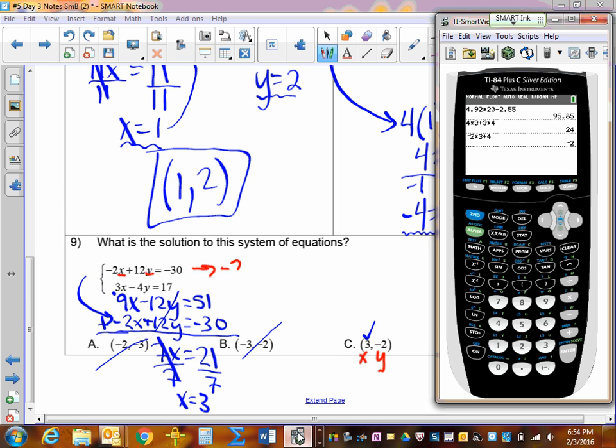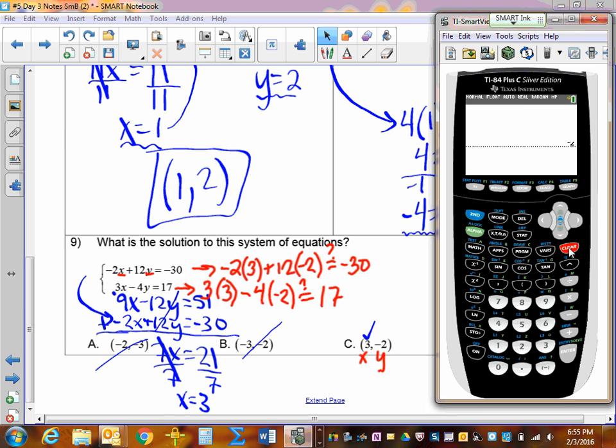So technically what I'm going to put in my calculator is negative 2 times 3, because that's x, plus 12 times negative 2, because that's y. And I'm going to check to see if this equals negative 30. Then the same idea for my second equation. 3 times 3, because that is x, minus 4 times negative 2, because that's y, should equal 17. If it works for both, then I know that I have the correct solution. So again, a solution to a system is the one ordered pair that works in both equations.